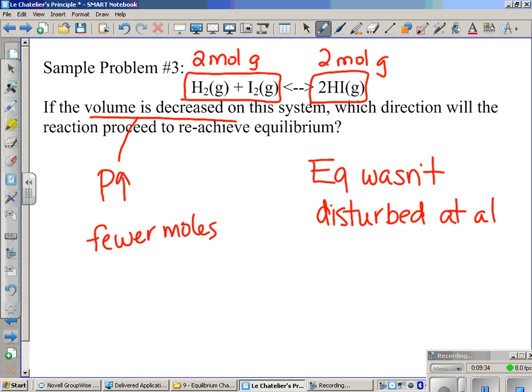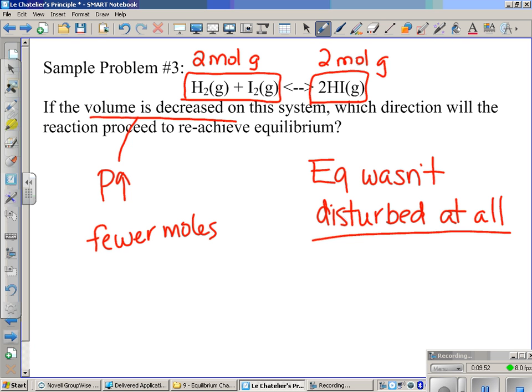So if equilibrium wasn't disturbed, then it wasn't messed up, and therefore we don't have to fix it. If there are equal moles on both sides of gas, then changing pressure doesn't change the fact that our equilibrium is what it is. So we just don't have to worry about it.